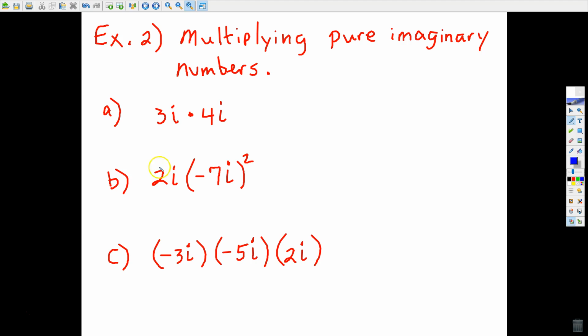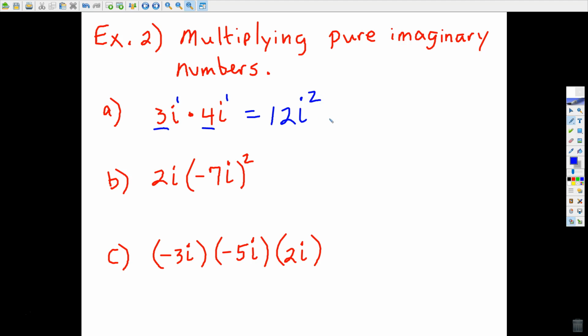For example, if I multiply these together, I'm first going to multiply the coefficients. 3 times 4 is 12. If I multiply i times i, remember in your exponent rules, these are called like bases. And each of these i's has an invisible 1 exponent. So if you're multiplying like bases, you were taught to add the exponents together, and this would produce i squared.